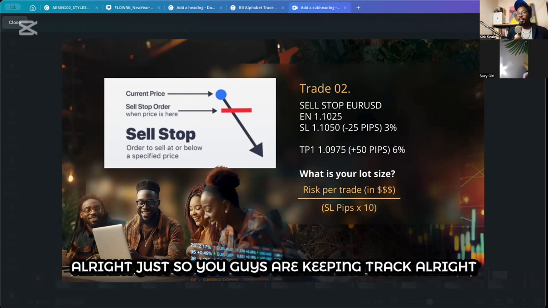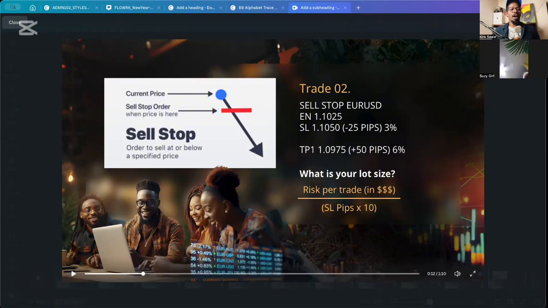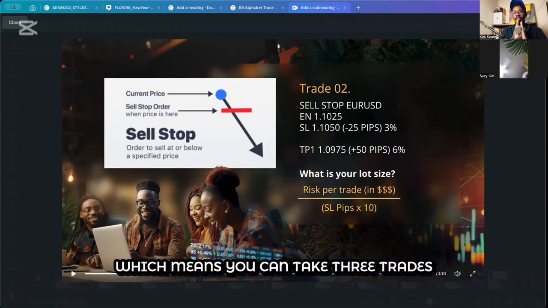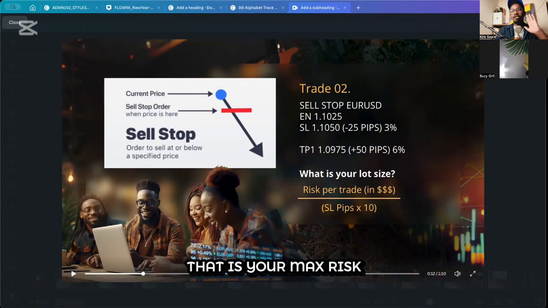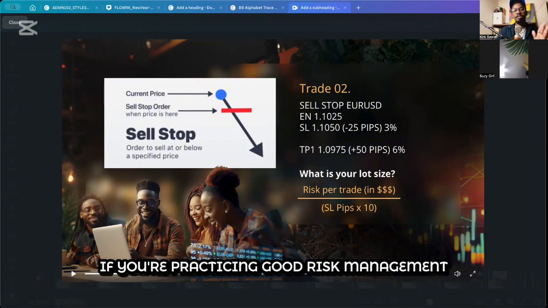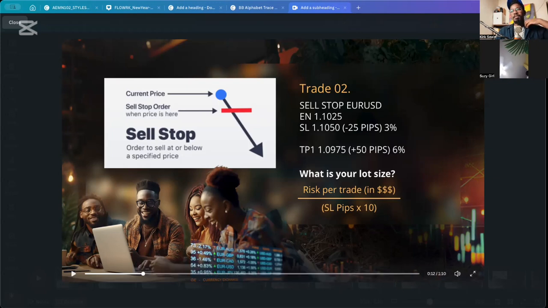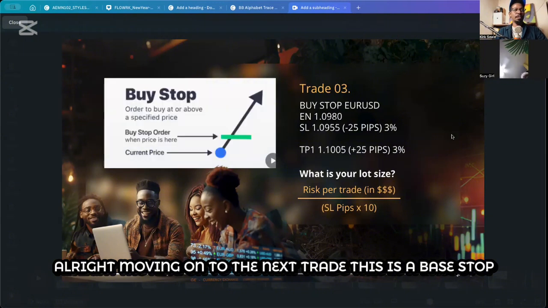Just so you guys are keeping track, our max risk for the day is 9%, which means you can take 3 trades. That is your max risk. If you're practicing good risk management, you're going to be at 3 trades or less. All right, moving on to the next trade.